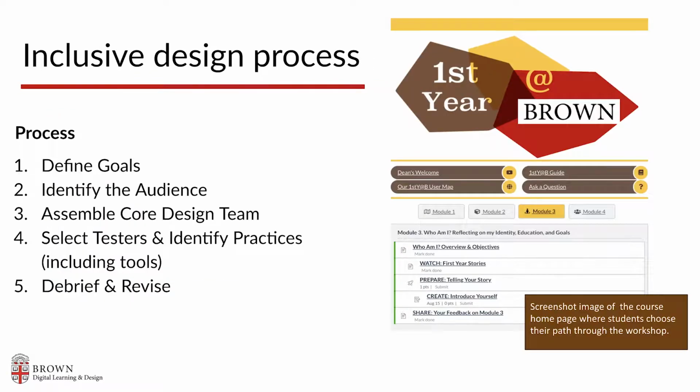So I'm going to briefly describe the inclusive design process we used for developing and delivering the First Year at Brown online workshop, an initiative from the Office of the Dean of the College. So when we first started developing this course in 2016, the goal of the project was to empower new incoming students to navigate their first year at Brown meaningfully and productively before they arrived on campus. So specifically, who was this online workshop for? That is what we had to define next.